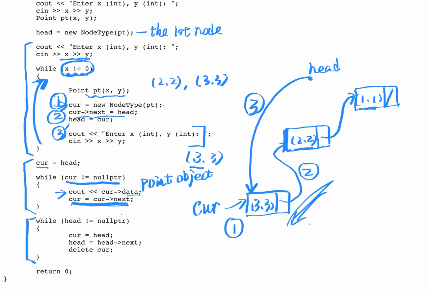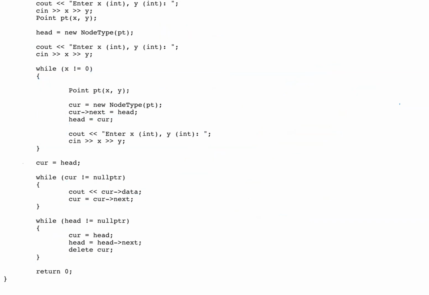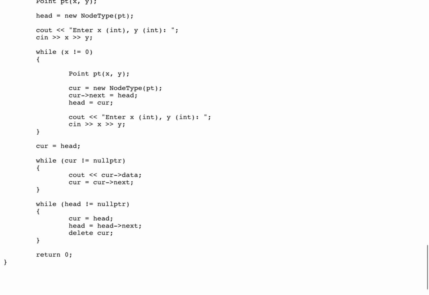And the next while loop is where we clear this linked structure. While the head is not a null pointer, the current equal to head. Head equal to head next and delete current. So we move head to the next node and delete the previous head node. Delete the current. Okay, this is the point example. Now let's take a look at the employee example.